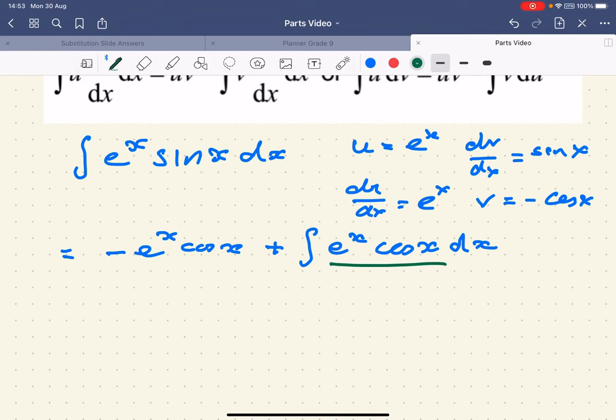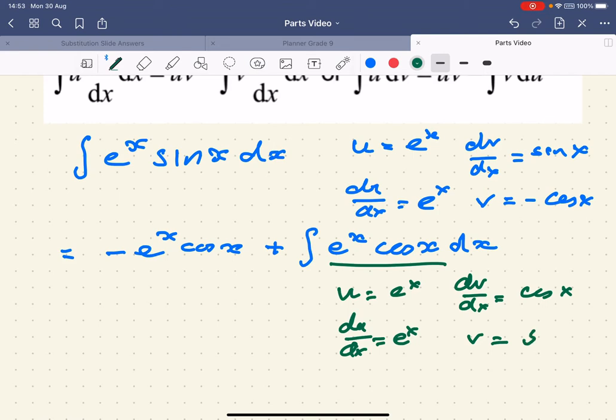Now inside this integral that we've got to do, I'm going to do parts once more. So I'm going to choose u to be e to the x, dv by dx to be cos x, so du by dx stays as e to the x, and this will integrate to give me sine x.